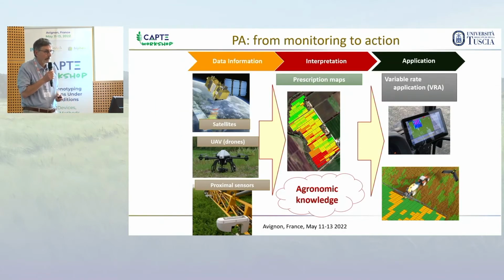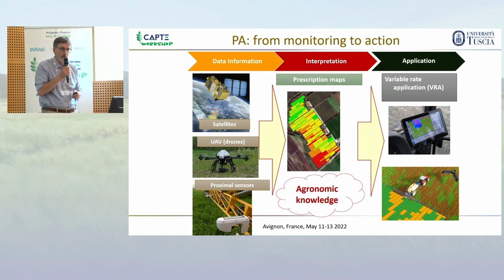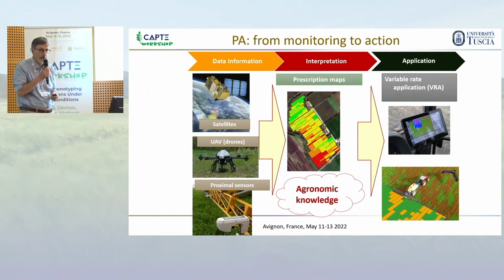So the typical workflow in precision agriculture would be to get some data, get some information from the different platforms, so both satellites, drones, and also proximal sensors mounted on tractors, on implements. And then basically, most of the times, we develop what is called prescription maps, in which we indicate how to differentiate the application of inputs in basically like sowing, fertilizer, spraying, and so on.